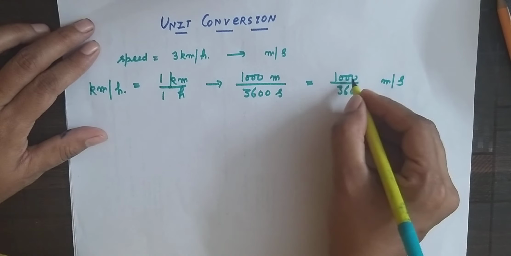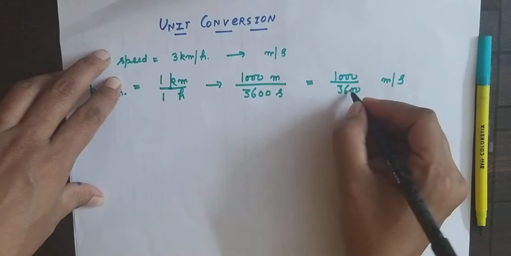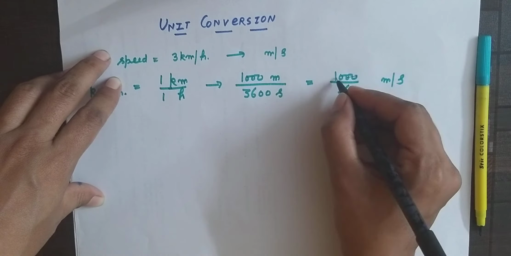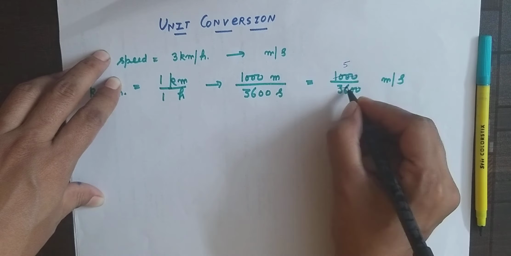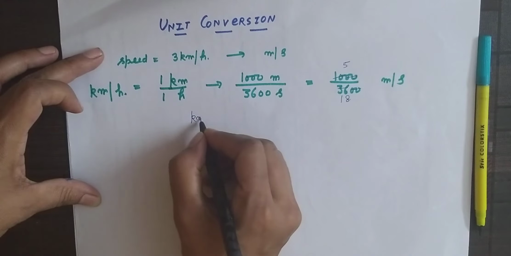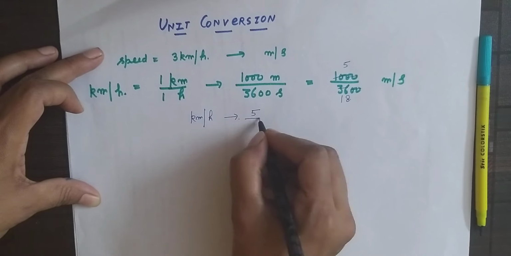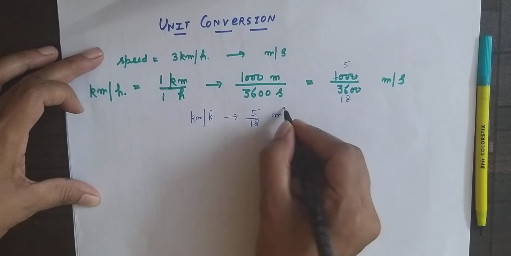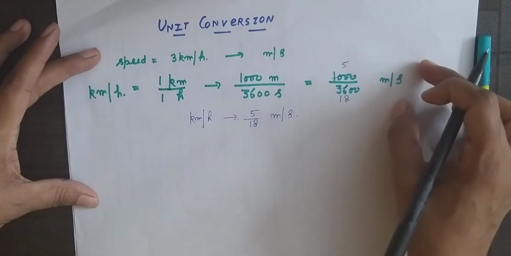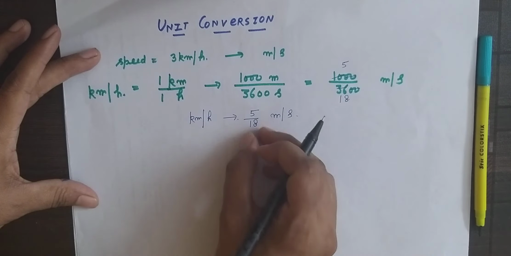So let's cancel. We can cancel these two zeros and we can cancel this with 2, it is 5, and this is 18. So that means kilometer per hour, if I have to change it into meter per second, I can just simply multiply that term by 5 upon 18, or directly you can multiply that by 5 upon 18.